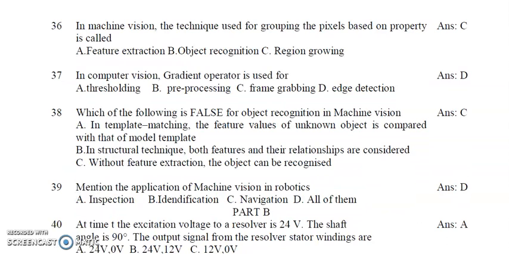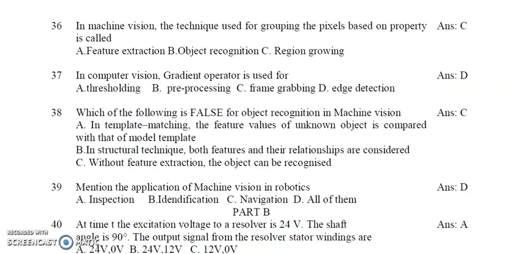Question 36. In machine vision, the technique used for grouping the pixels based on property is called A. Feature extraction, B. Object recognition, C. Region growing. So the technique used for grouping the pixels based on property is called region growing. Answer is C.